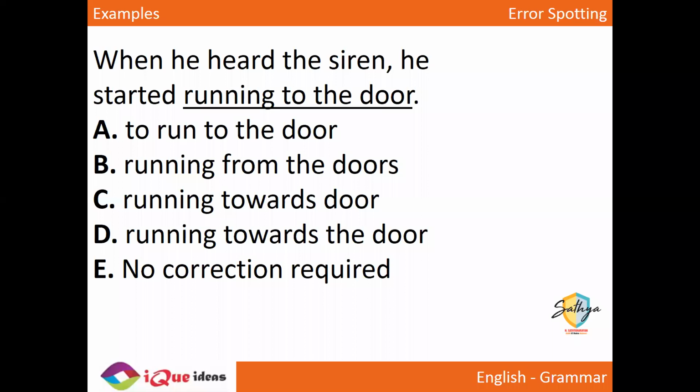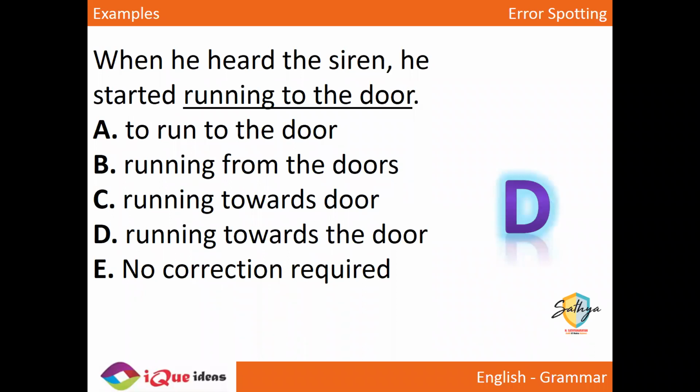Okay, majority getting it right. So now you don't run to the door, you run towards the door, right? You don't say आप दरवाजे को भागे, you say आप दरवाजे की तरफ भागे. So when he heard the siren, he started running towards the door, and you're talking about a very specific door, so the door is necessary.